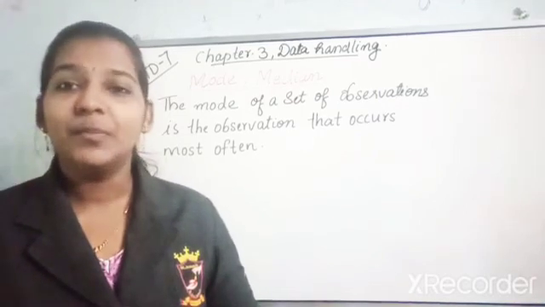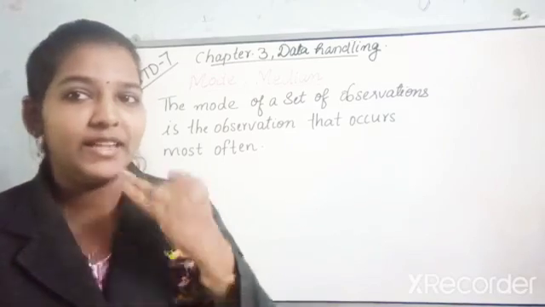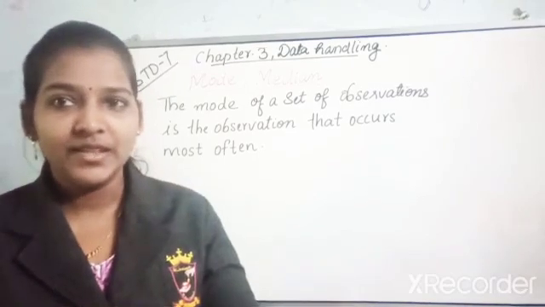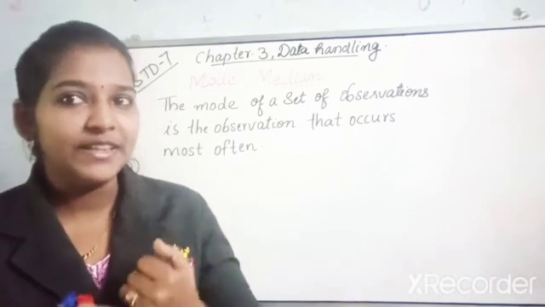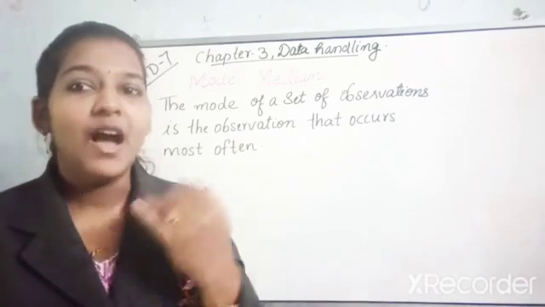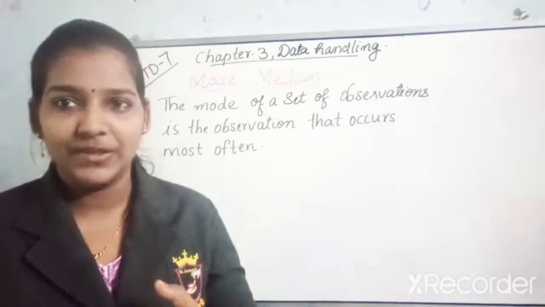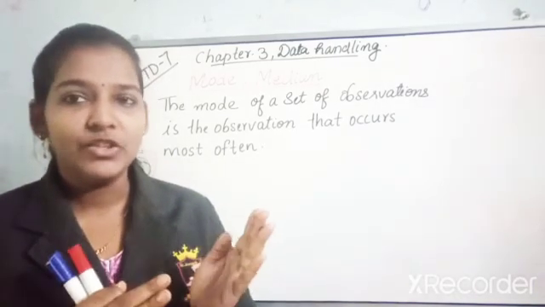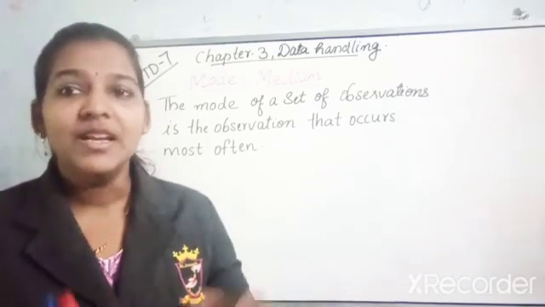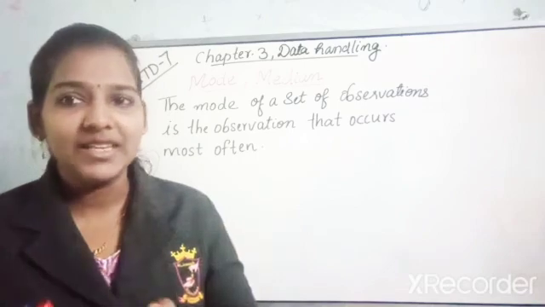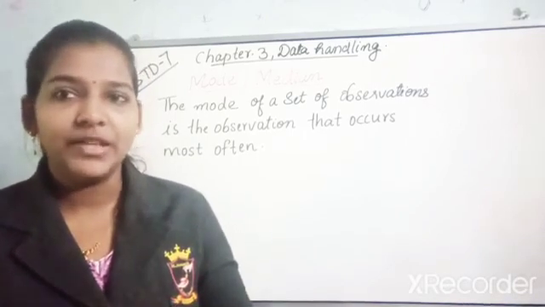Okay, in the previous class, we discussed the topics range and arithmetic mean. What is range? The formula for finding the range is the highest observation minus lowest observation. The range of a given set of observations or values is the highest observation minus the lowest observation. And then what is arithmetic mean?